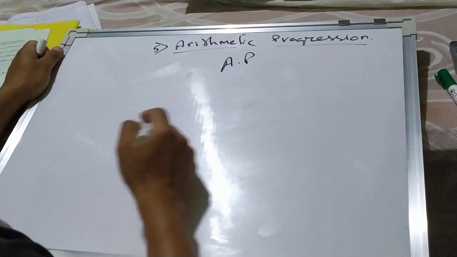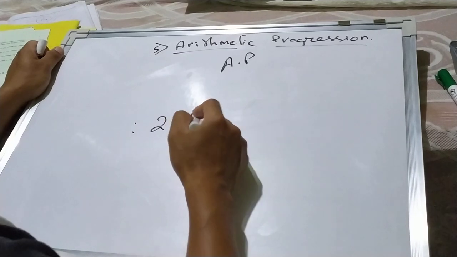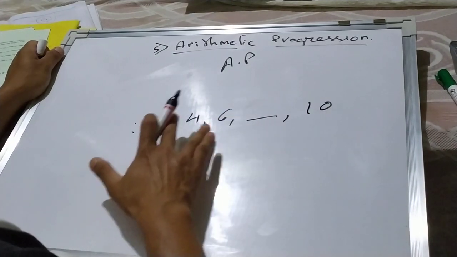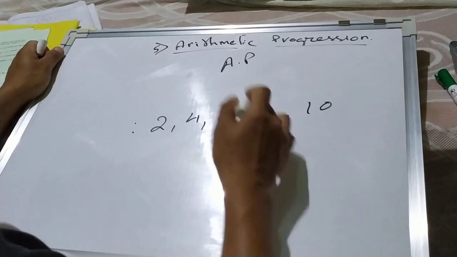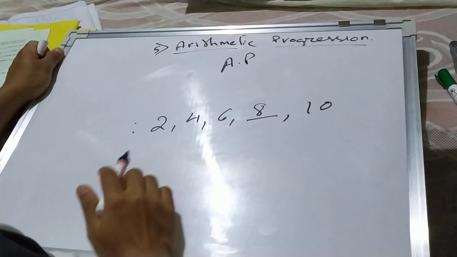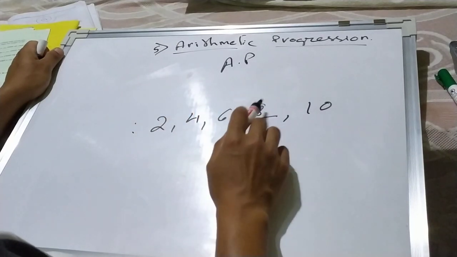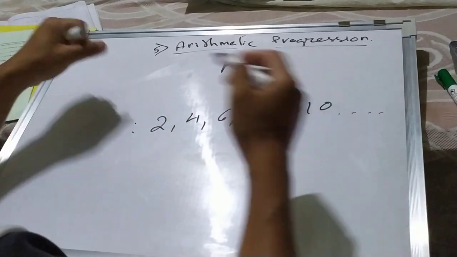Suppose you have one series: 2, 4, 6, and then 8. 2 plus 2 is 4, 4 plus 2 is 6, 6 plus 2 is 8, 8 plus 2 is 10. This is how the series goes on.